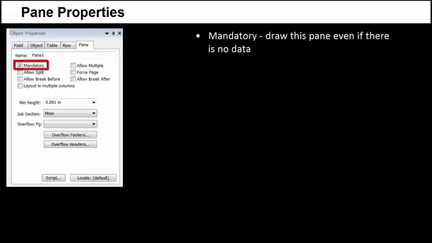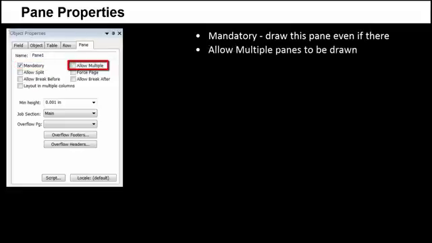The first option is mandatory, which means this pane will be laid whether there is data or not. This might be for something like a logo and company name, or it might be simply a line at the bottom of a table that closes a box. The next option is allow multiple, and this is generally used for things like detail line items that repeat for as many occurrences as you have details.